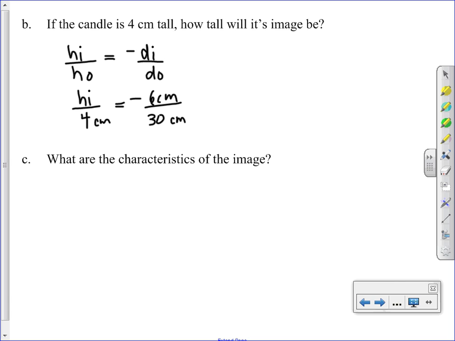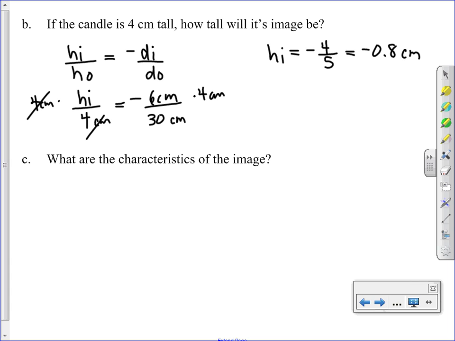Now again, how you solve this is probably 2 different ways. Some of you are cross multipliers. I try to avoid that and just think of it in terms of opposite operations. The 4's will cancel it out. And so you would go 6 times 4, which is 24 over 30. And some of you would take your calculators and do that. If I just reduce that in my head, 24 over 30 divides by 6. That would be 4 over 5. So that's negative 0.8 centimeters. That's how high that image would be.